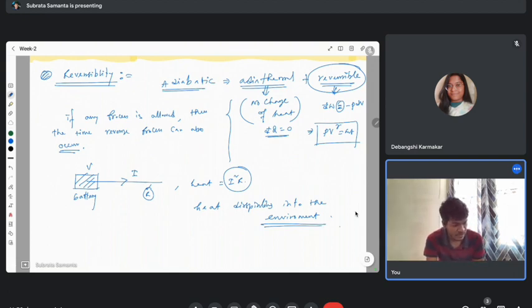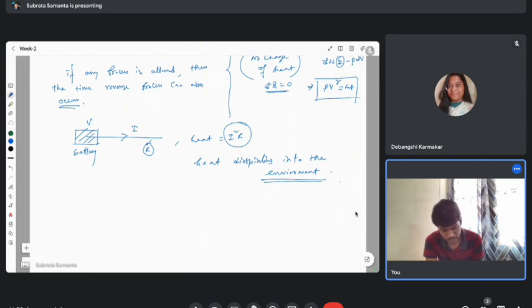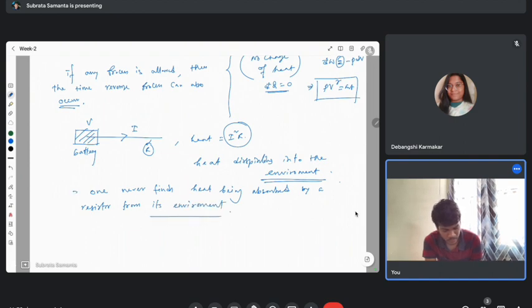So one never finds heat being absorbed by resistors from their environment. So this is a typical example of an irreversible process.